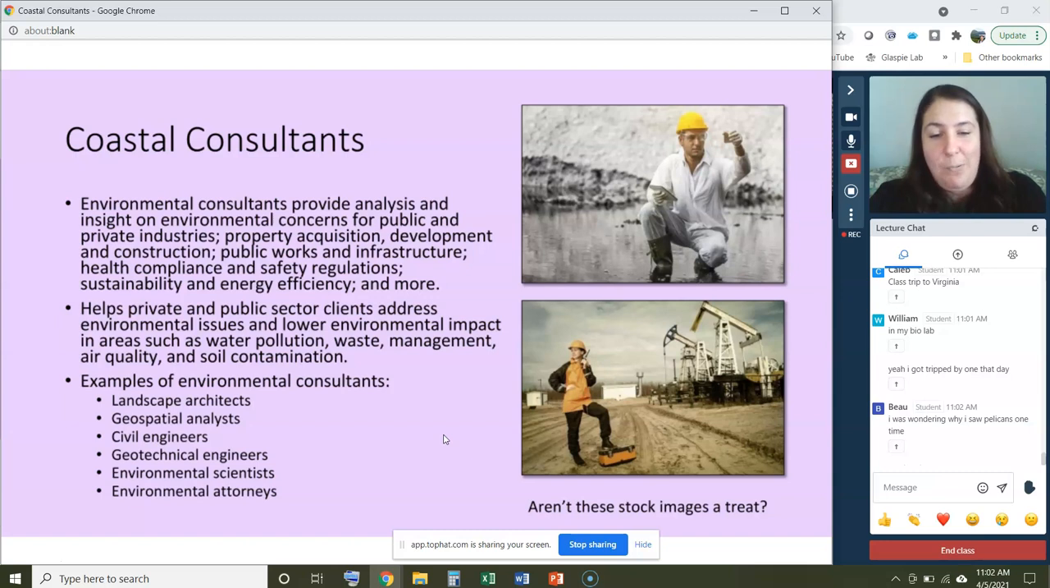All right, so this is the point in the lecture where I show you some environmental consultant stock photos. So funny. That bottom one just kills me.